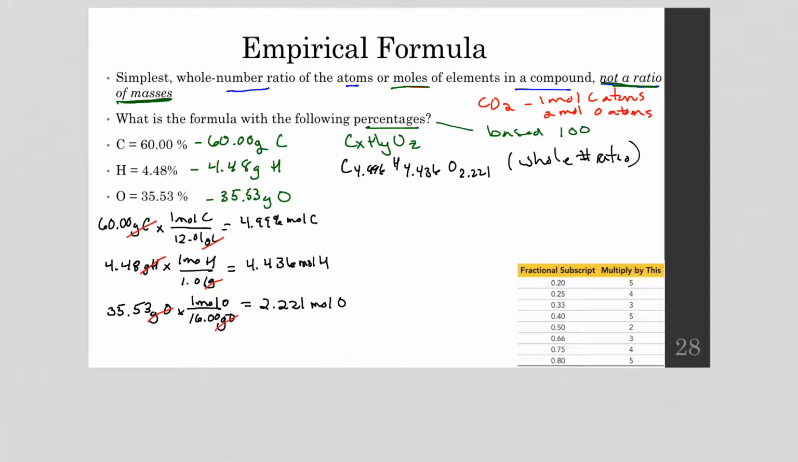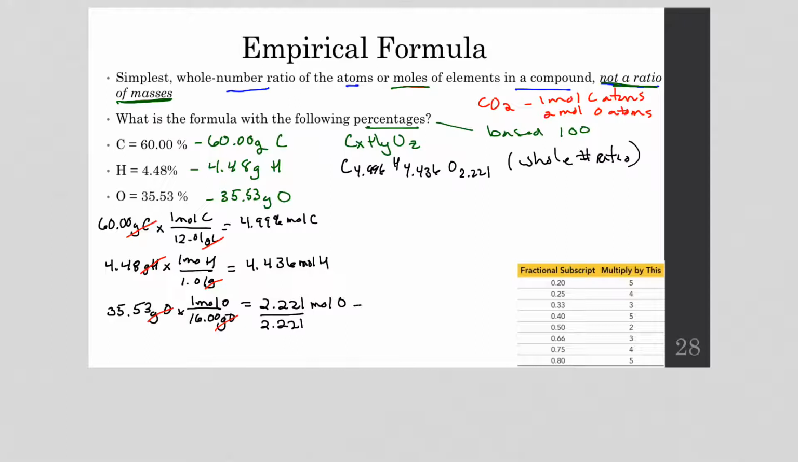So now we have a ratio here. It's just not a whole number ratio. So how do we turn it into a whole number ratio? Well, there's 2 basic steps that we can do. The first thing that we always do is we set the smallest one equal to 1. So in other words, we divide all of these by the smallest number of moles. So in this case, we're going to divide everything by 2.221.